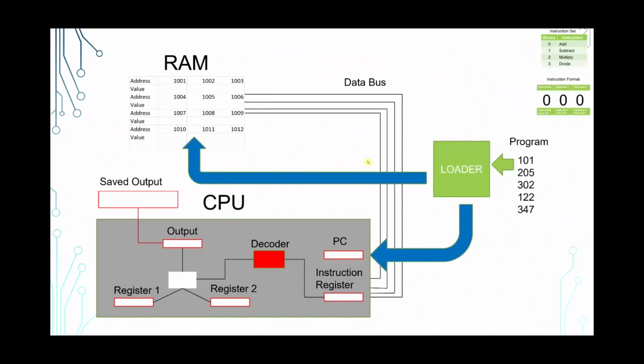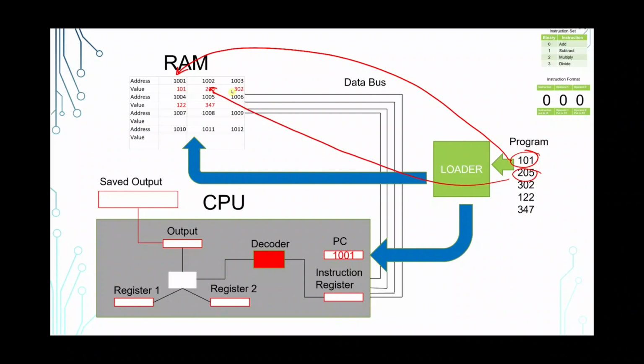So we are going to have program instructions like these. The loader is going to set up the RAM exactly like this: the first instruction in the first location, the second in the second location, the third in the third location, and so on. And you may want to have the word end after you're done loading all the instructions. This is optional.